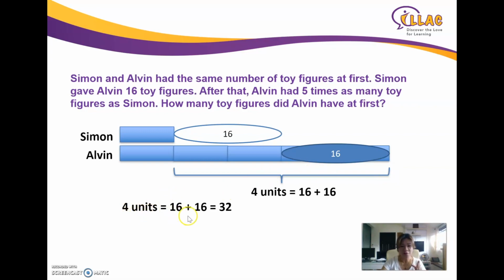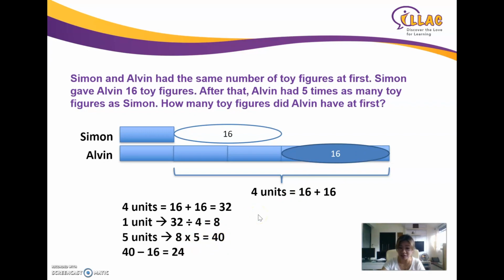Therefore, you will be able to work it out. 4 units equals 16 plus 16 equals 32. And the moment you get this, voila, you know what's the next step. 1 unit. So 1 unit will be 32 divided by 4 equals 8. Okay, so 5 units, therefore, how many toy figures did Alvin have at first? So at first, Alvin has 5 units. 1, 2, 3, 4, 5. 5 units, so you find 8 times 5 equals 40. Minus away the 16 he's not supposed to have. Answer 24. Okay, so remember, always draw the after and the known, give them an oval shape.